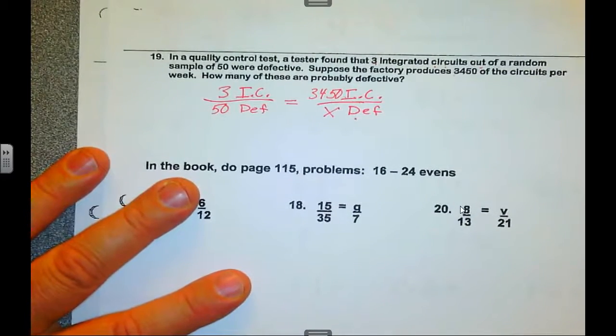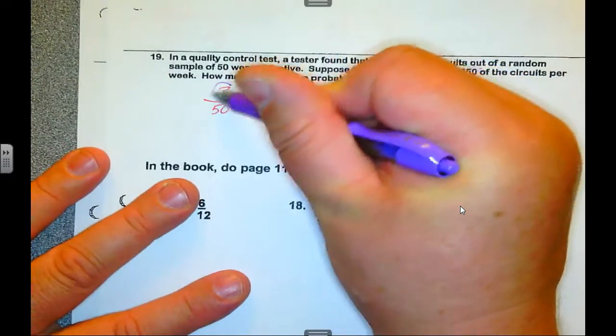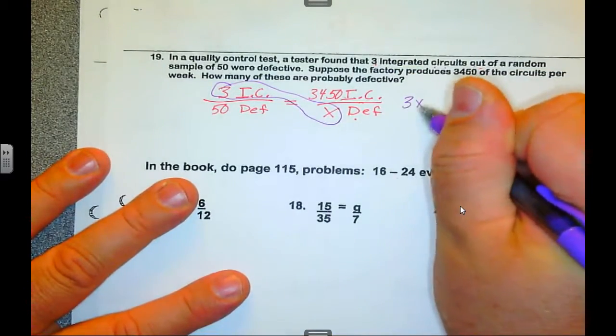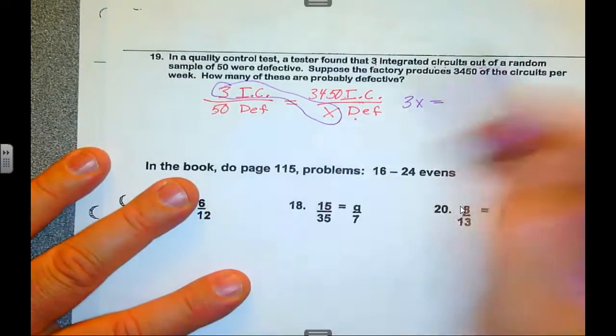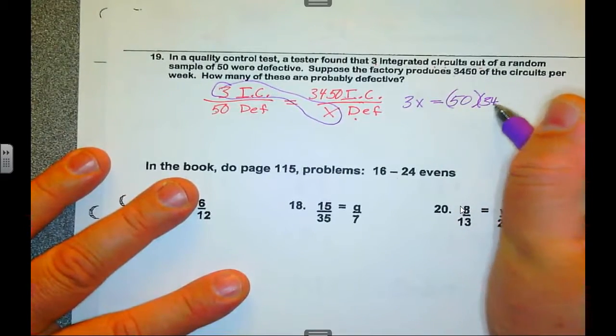See how that works out with the labels? If you put the labels in there first, it's really easy to set these up. Then cross multiply and solve. 3 times X is going to equal 50 times 3450.